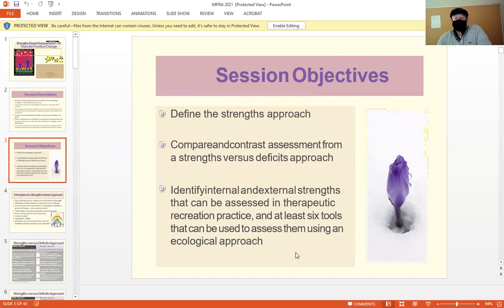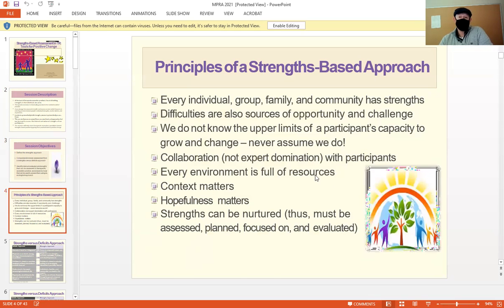And we'll look at several tools. I'm not sure that it will be exactly six that we'll cover in here. But it's going to use more of that ecological approach where we look at the person, their situation, their surroundings, their home life, what they have available to them as a whole. And that's what we'll learn to look a little deeper into. So, some principles of a strengths-based approach like we talked about.